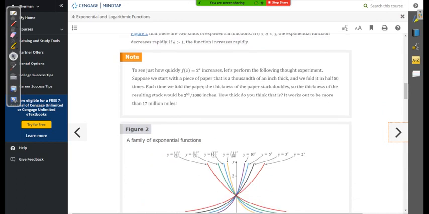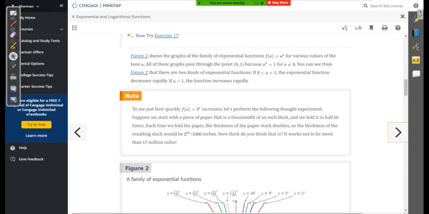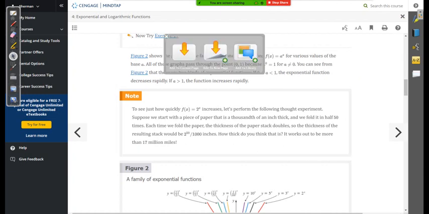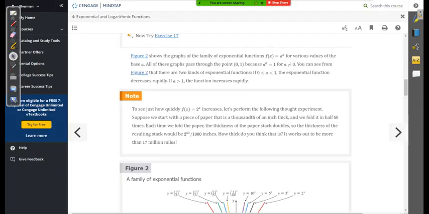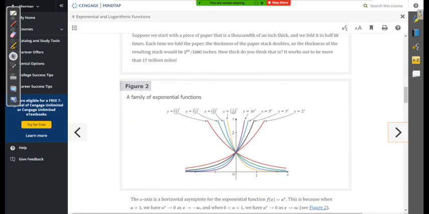Figure 2. Oh, there we go. Yes, so we're going to snip this as well as figure 2. Okay, so what we're doing here is we're going to get an understanding of what these parent functions look like and how they behave with varying bases.